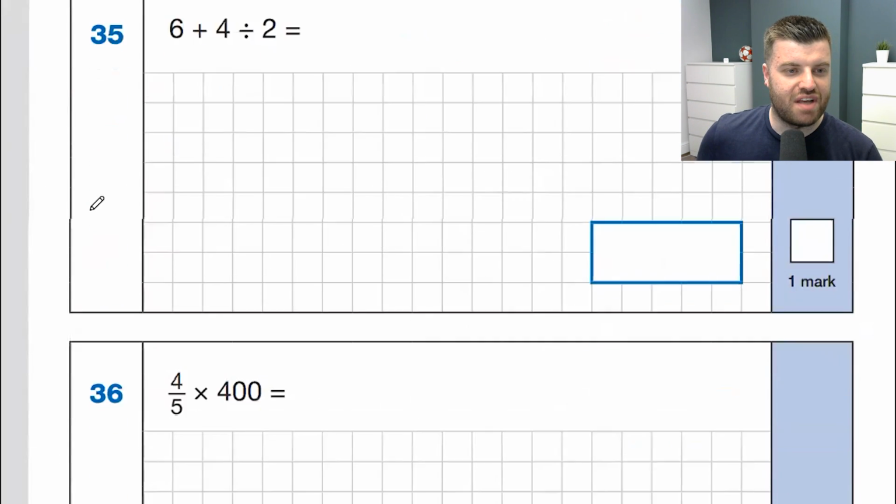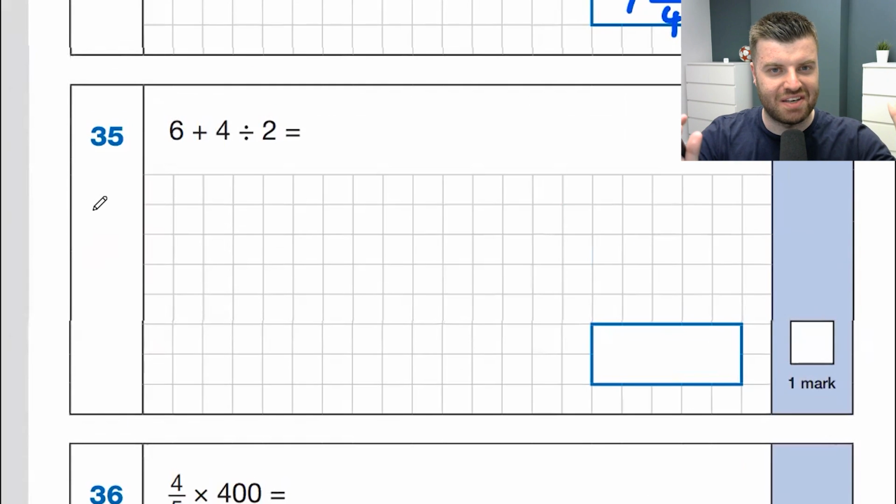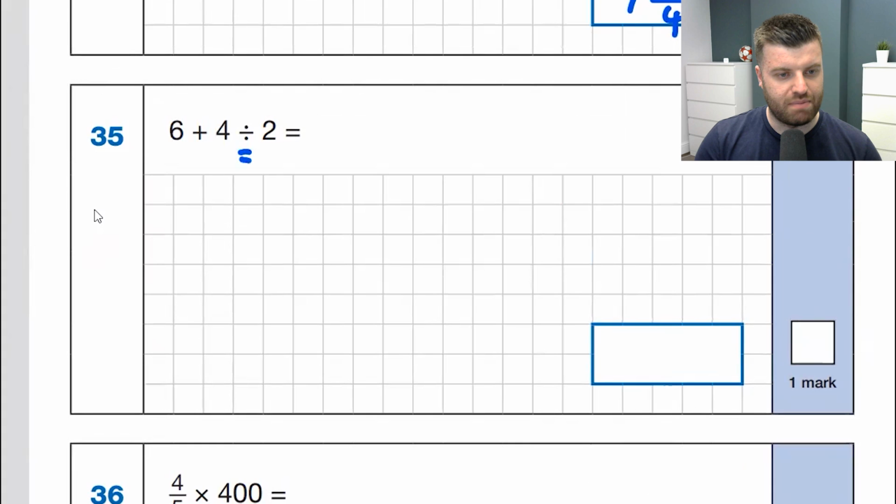Let's take a look at question 35. Guys, we can see the finish line. We're getting there. Well done. 6 plus 4 divided by 2. Aha! BIDMAS or BODMAS, however you've heard it before. We know the order of operations. We must divide before we add. Brackets, indices, division, multiplication, addition, subtraction.